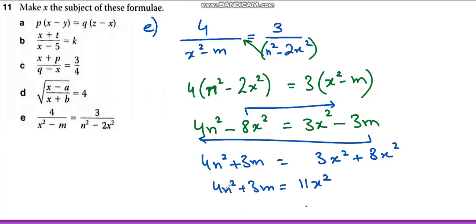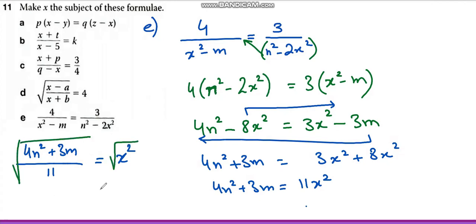And now I can divide both sides by 11. So I will get (4n square plus 3m) divided by 11 on the left side, and on the right side I will be left with only x square. Now I need to make x the subject, which means I need to remove this square. So I will take the square root on both sides, because the square root cancels the square. So I will be left with x on the right side, and on the left side root of (4n square plus 3m) over 11. So this is how you can complete all the parts.